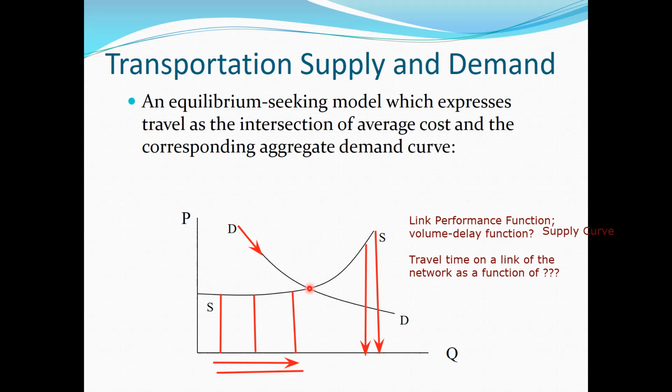It's a transportation supply and demand equilibrium seeking model, which expresses travel at the intersection of average cost and the corresponding aggregate demand curve. So for now, I think this is sufficient discussion about this. But we'll come back to this discussion when we talk about congestion pricing, and in the next class when we talk about consumer surplus in terms of the reduced travel time and so forth.